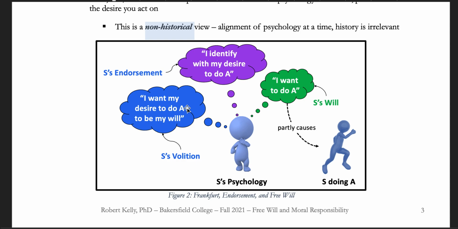You want your desire to do A to be your will, to be effective. And finally, you identify with this desire. You endorse it. If you get all that structure, your action was free. And you act, and not only did you act freely, but you acted of your own free will. Okay. This is your will, and acting of your own free will means you had all this stuff behind it that it aligns with.